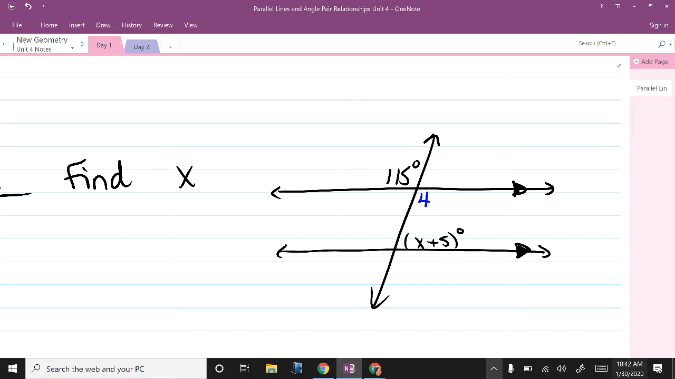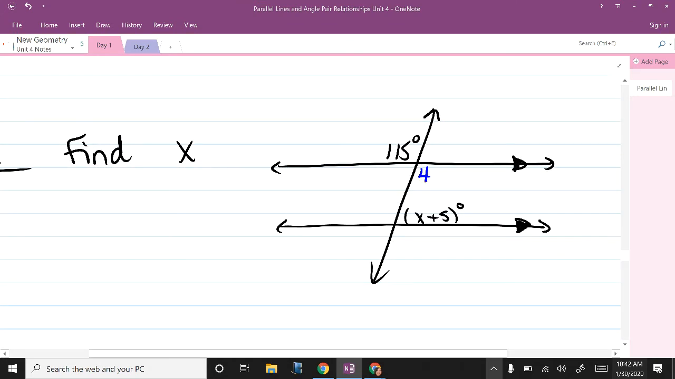But what's this angle's measure with angle 4? They're going to be the same because what relationship happens between these two angles? They're vertical angles, right? So this one, angle 4, is 115 degrees. Y'all see that? And do angle 4 and this x plus 5 have a relationship? What's that relationship?